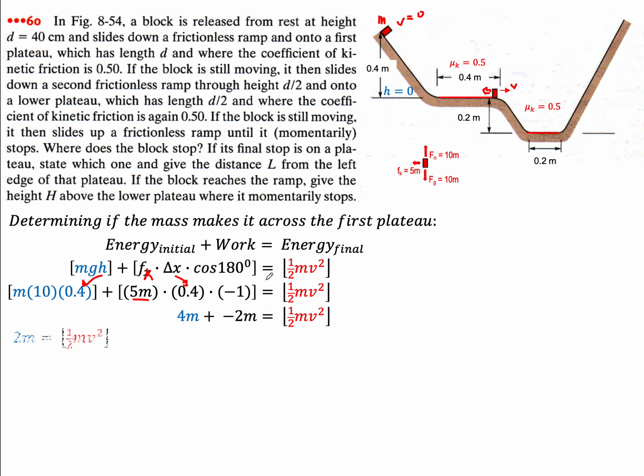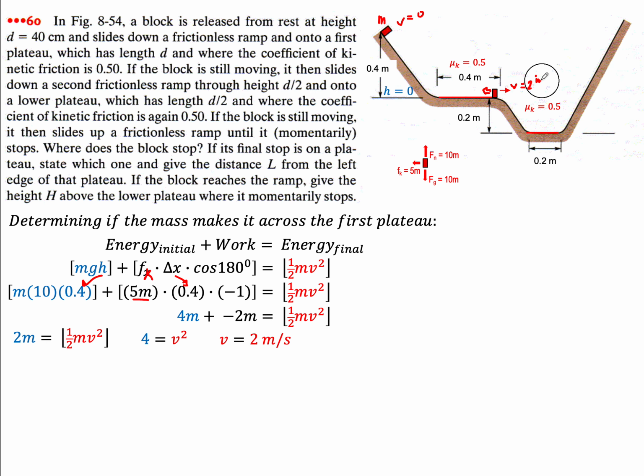Solving that, we can very quickly come up with 2m is equal to 1/2 mv squared. You can cancel the m's, multiply both sides by 2, and you'll discover, oh yeah, it is still moving after the end of the first one. How fast? At 2 meters per second.